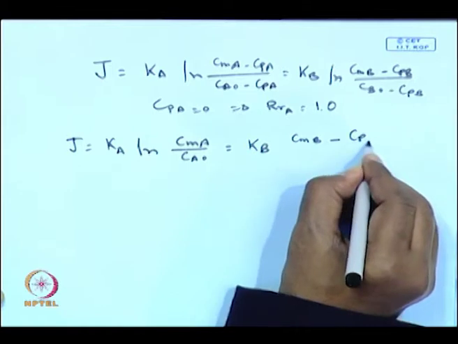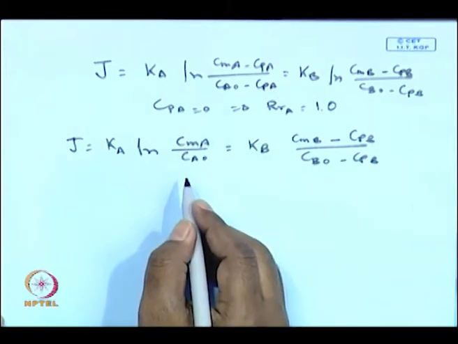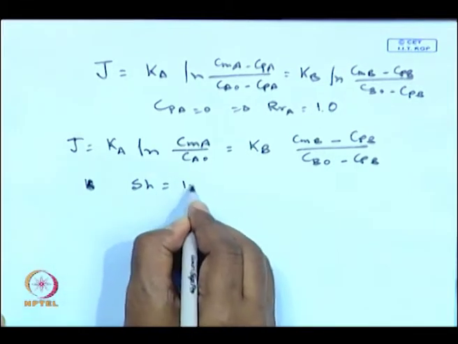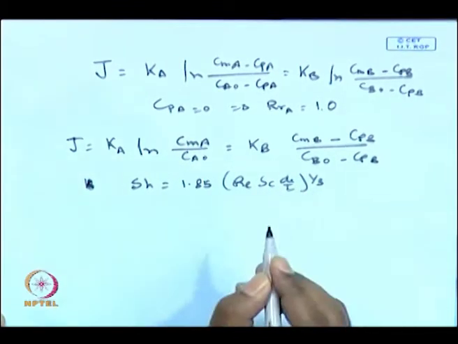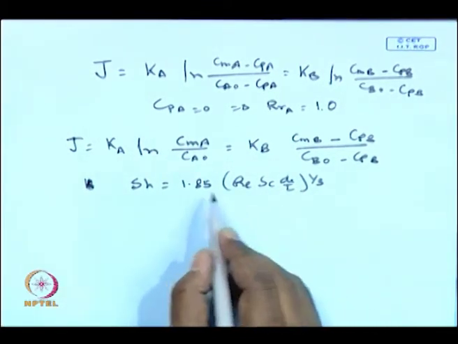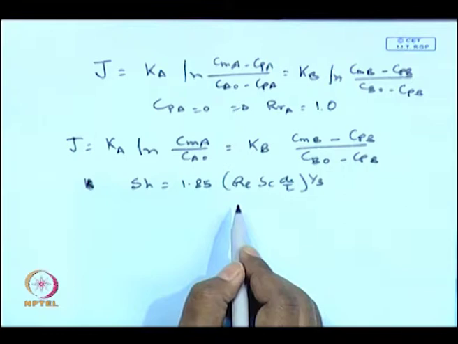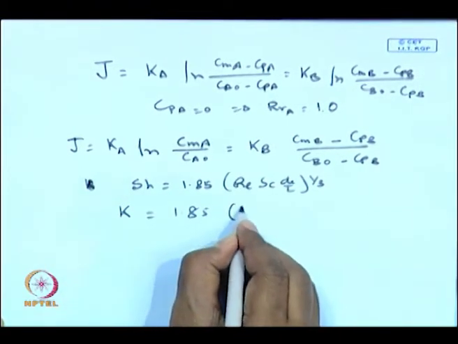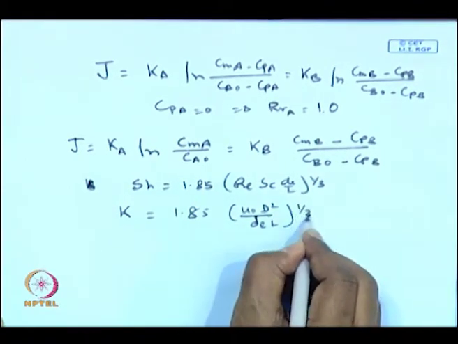ln[(C_MB − C_PB)/(C_B0 − C_PB)], and K will be, since it is a laminar flow, the Sherwood number will be 1.85 (Reynolds Schmidt d by L) raised to the power 1 upon 3. We will be using that equation, and for K_A and K_B we will just put the values of diffusivity or solute properties corresponding to A or corresponding to B. So, therefore, from this K becomes 1.85 U0 d square divided by d equivalent times length raised to the power 1 upon 3.